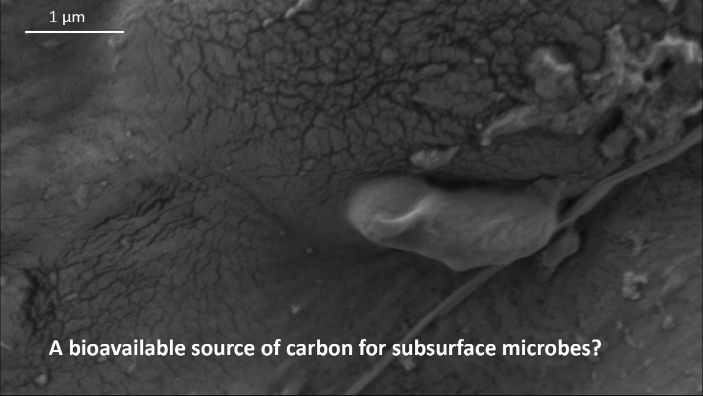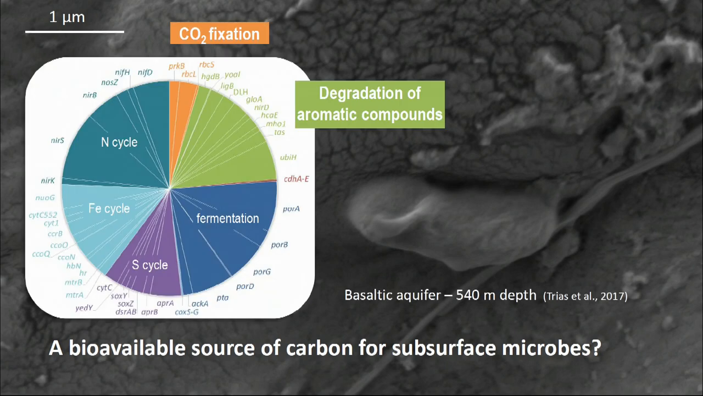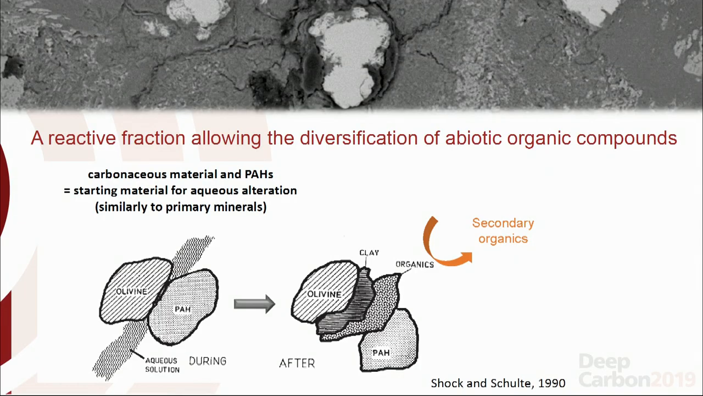So if you look at some metagenomic data we obtained in our group that came from a basaltic aquifer at 500 meters depth, you can see that among all the genes carried by the microbial community of these aquifers, in addition to the ones that relate to the sulfur, iron, and nitrogen cycles, a huge part of the genes related to carbon are for degradation of aromatic compounds. Does it have a relationship with the carbonaceous matter? This is something we have to look into in detail in the future.